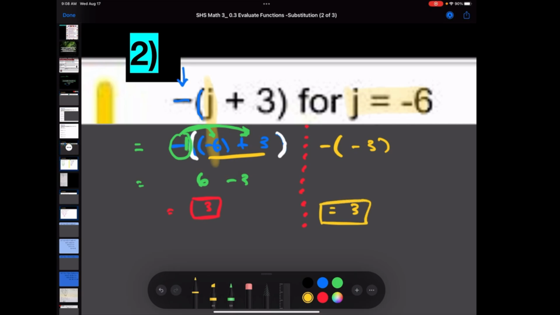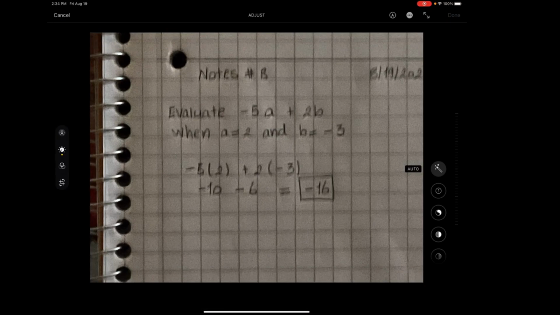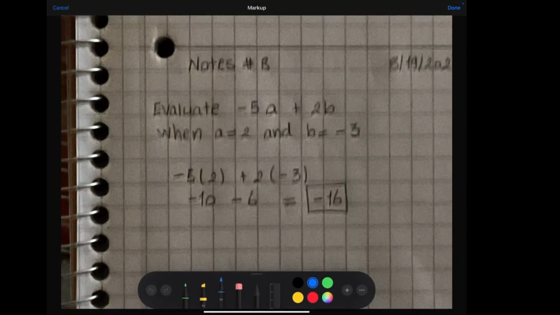Ready, set, go. 3. Class, did they show us their substitution? How did they show us the substitution? What did you say? Yeah, they did a parentheses. I like that. Good job.